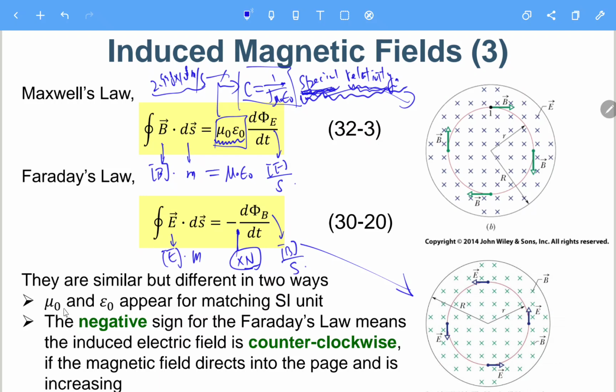So this is related to the SI unit. We need to add this term so that the dimensions on both sides match. Next, we have two points that are similar and two points that are different. The second one is the negative sign. You can see for this one, this is a positive value. For Faraday's law, this is negative on the right side. The negative sign in Faraday's law relates to the induced electric field. So this one tells you that this is counterclockwise, this is clockwise.